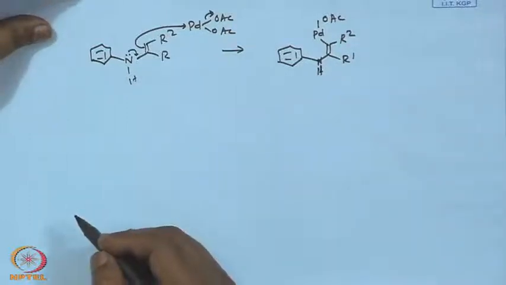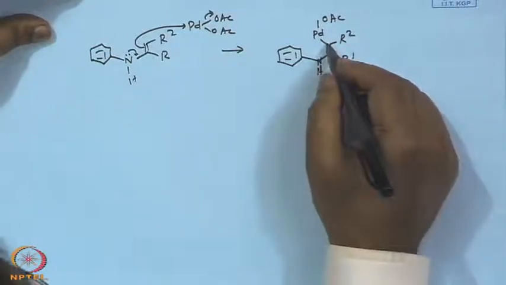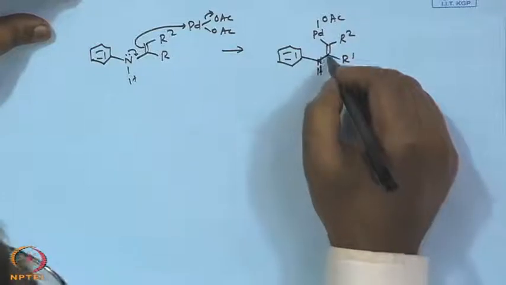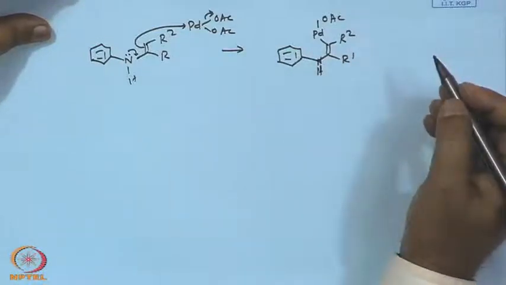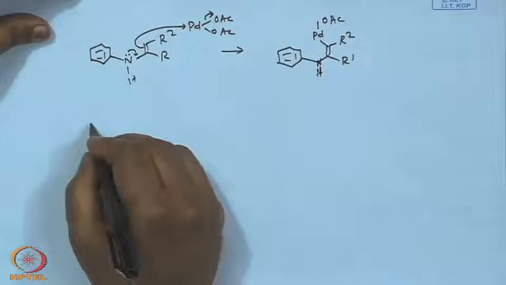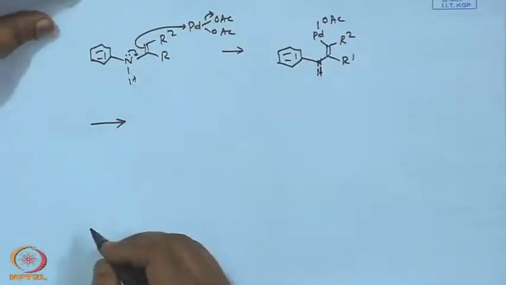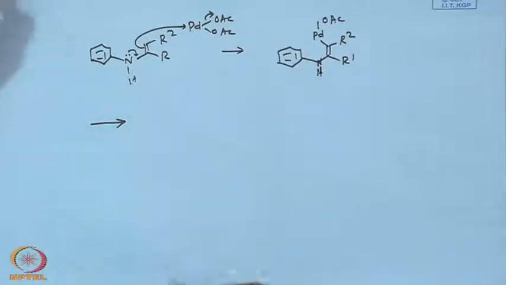So, palladium is now incorporated at the beta position with respect to the nitrogen, and what is next? These are all the standard protocols. What is expected now? What is the next step?